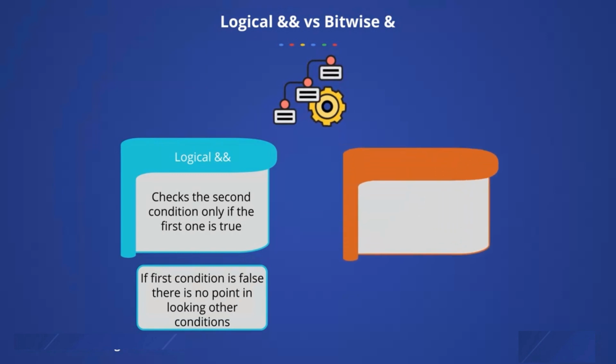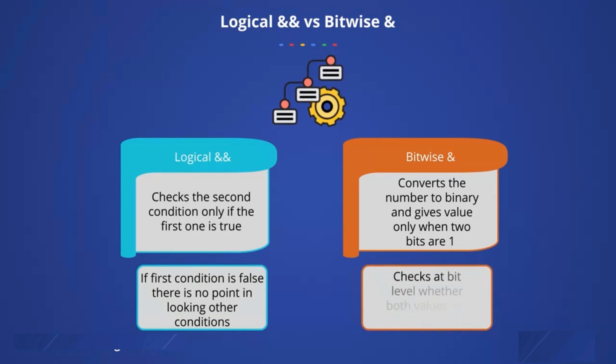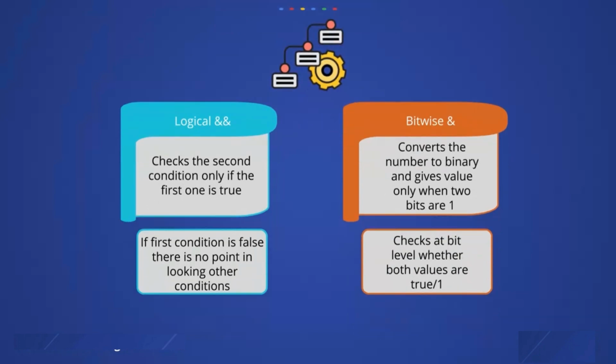Coming to bitwise ampersand, in this case it converts your numbers to binary, and it gives you the value 1 only when the two bits are 1. Otherwise it will always be 0. So it checks at the bit level whether both the values are true, or you can say 1, then only the answer is 1 or true, otherwise it is false.